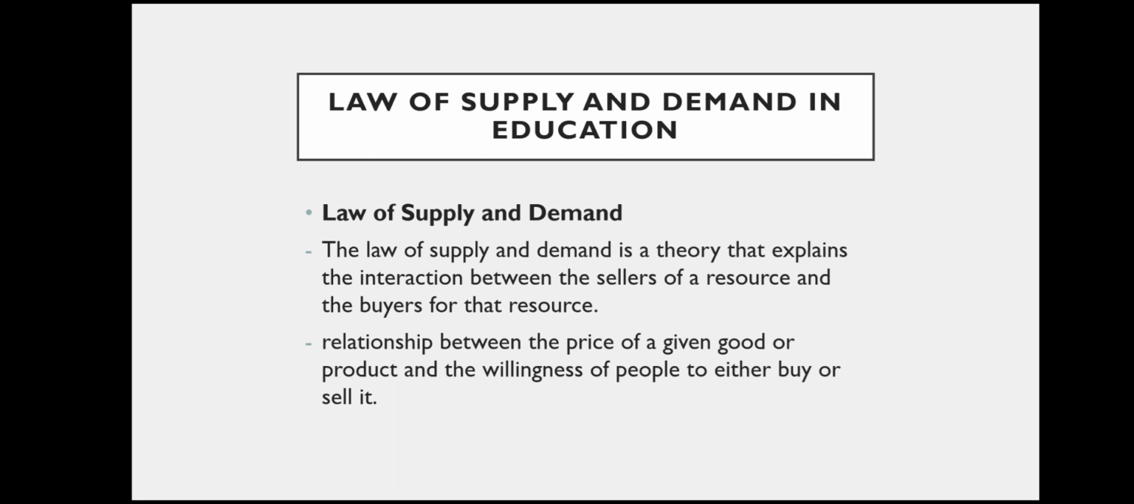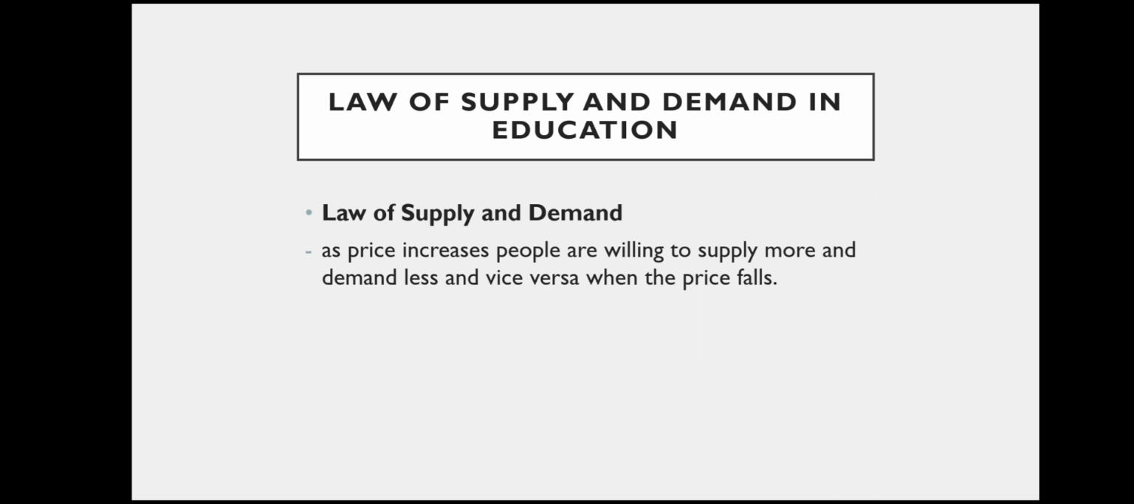So when we say law of supply and demand, this means that the law of supply and demand is a theory that explains the interaction between the sellers of a resource or goods and the buyers for those goods or resources. And it is also the relationship between the price of a given good or product and the willingness of people to either buy or sell it. So that is what we call the law of supply and demand.